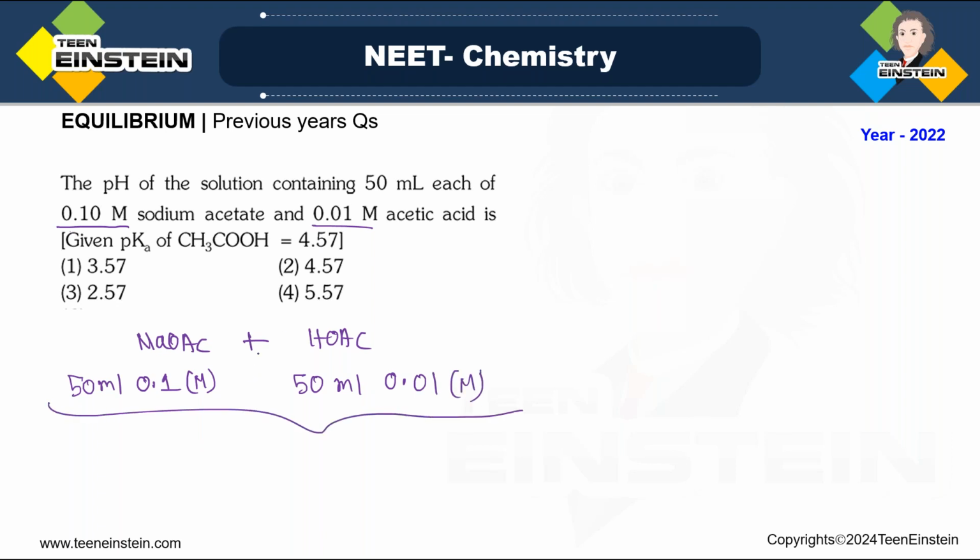Now look at this mixture. This is basically buffer mixture, isn't it? Weak acid and its corresponding salt, or you can say conjugate base. The conjugate base is this ion. So this is a buffer. So you can easily use the Henderson-Hasselbalch equation, because if you use that equation, easily you can find the pH value. So pH is pKa.